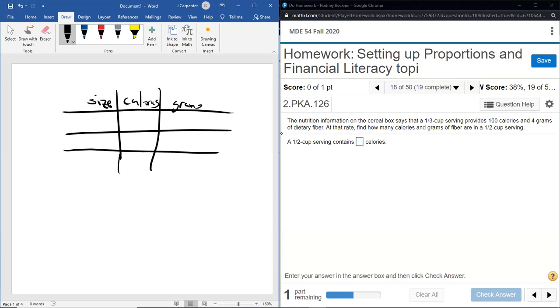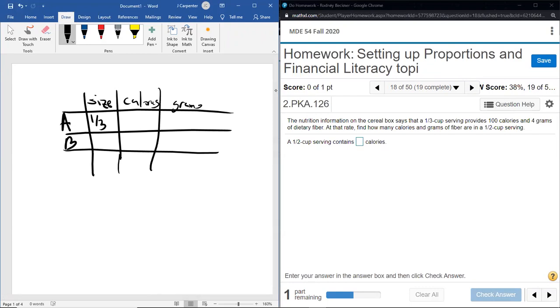So the first scenario is we have a third of a cup. Hold on for 1 second. More dog fun. Okay, so we have a third of a cup. That was the first scenario. So if you need to label them like scenario A, scenario B. So A, B.